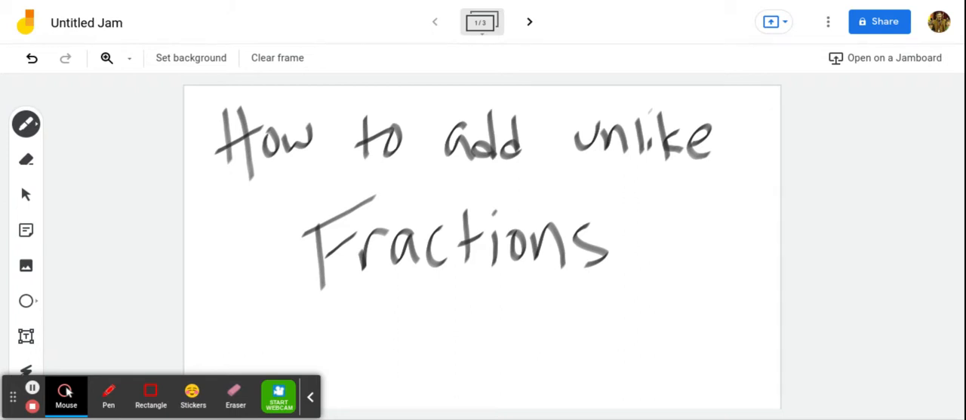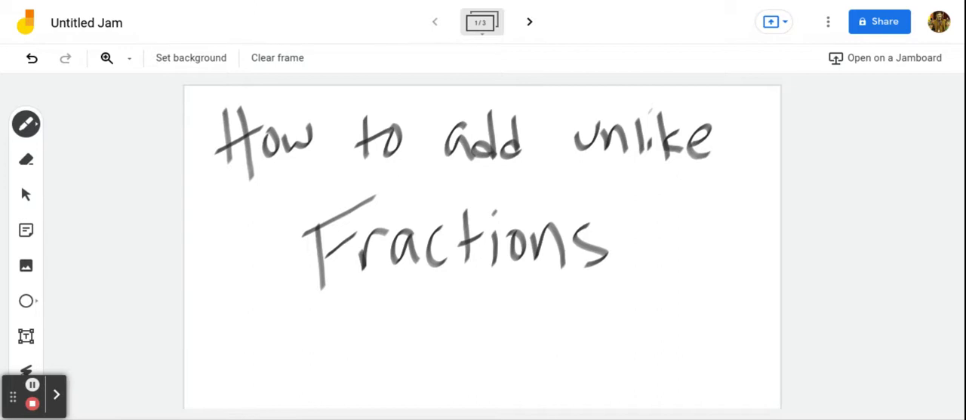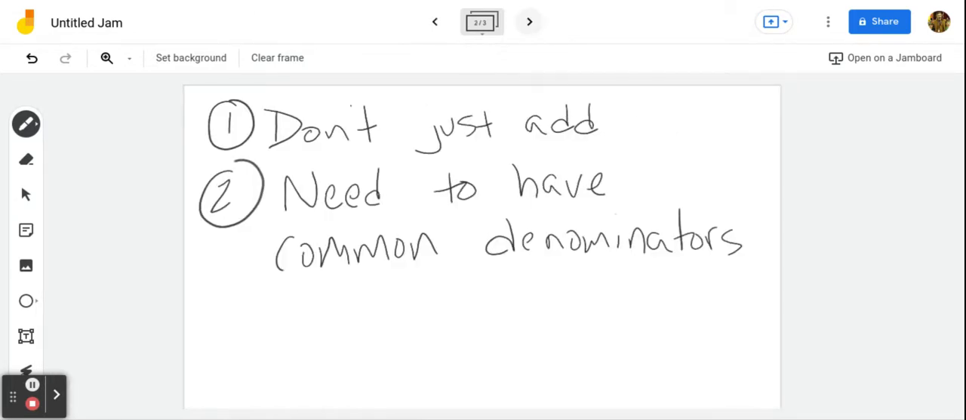This time we are going to talk about how to add unlike fractions. First off, do not just add them. When we do not have denominators that are the same, you cannot just add the fractions up. Which brings us to number 2. You need to have common denominators. So this video will go through how to do that.